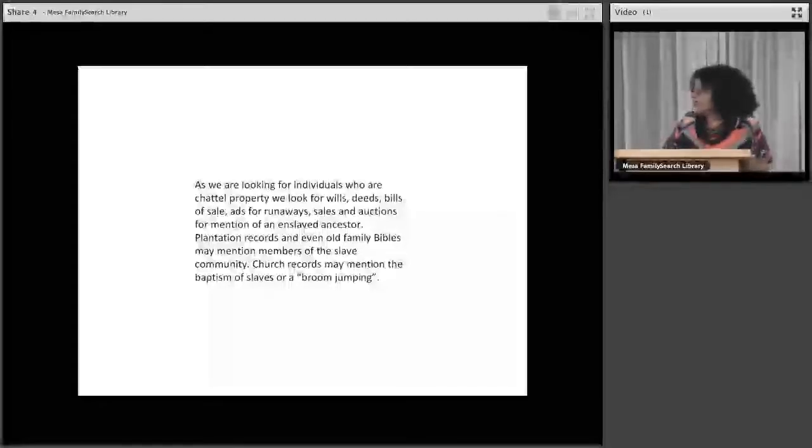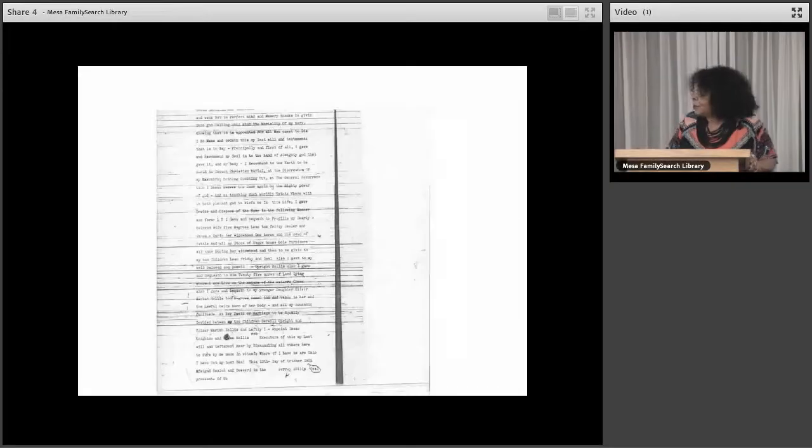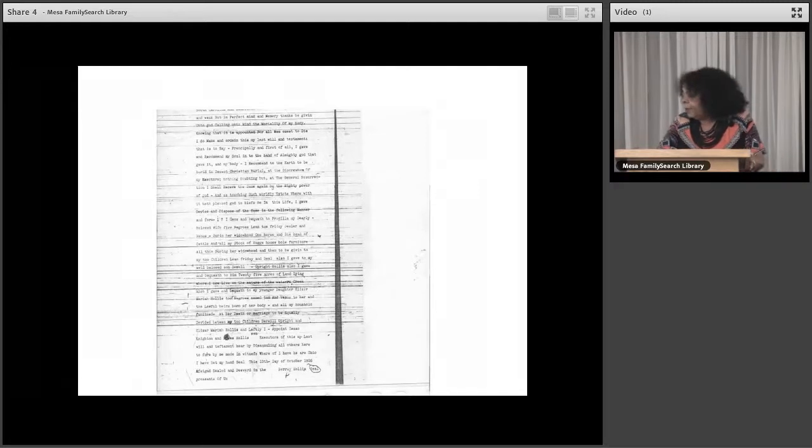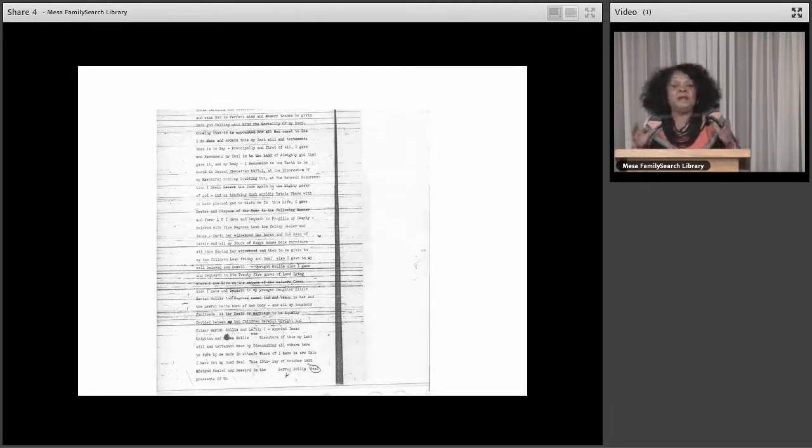Church records may mention the baptism of slaves or a broom jumping, and those were popular. This is a will of Berryman Hollis, who was the father of the man that owned my great-great-great-grandmother. And in looking for wills and deeds, you want the inventory of the will, because the inventory is going to list the property, which will include the slaves. So if you order a will, make sure you tell them you want the inventory.